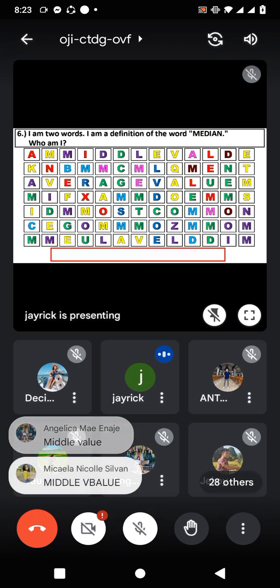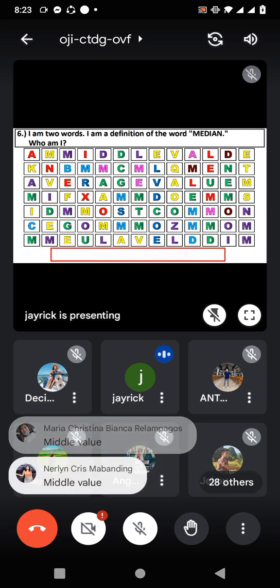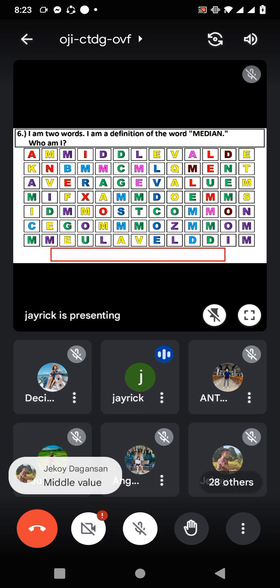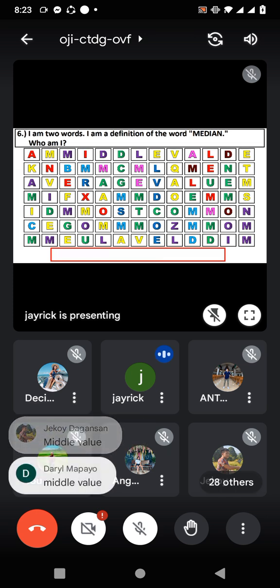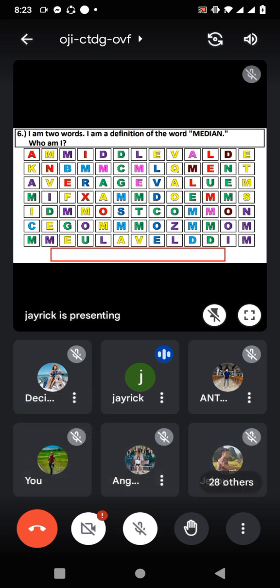Okay, according to Ma'am Angel Cisneros, that's middle value. Okay, middle value. According to Ma'am Silvan, middle value. Let's see, according to Ma'am Angel Cisneros, that's middle value. Very good, that's middle value.